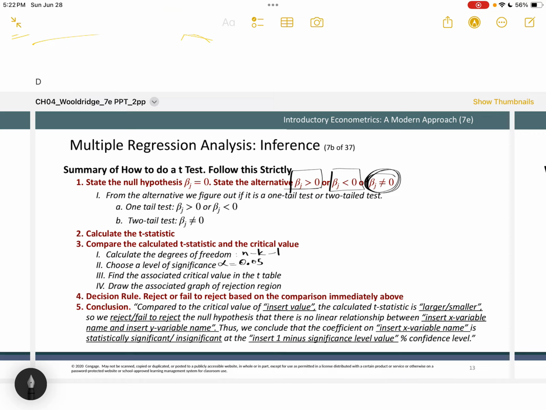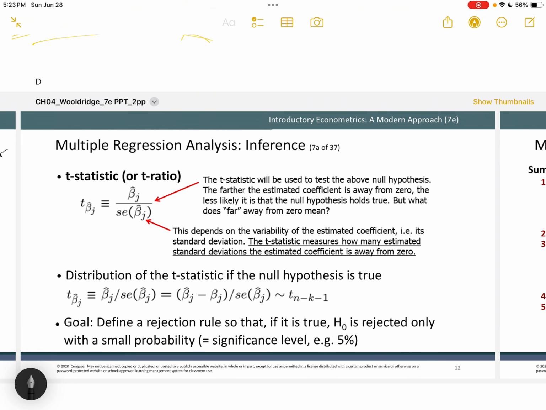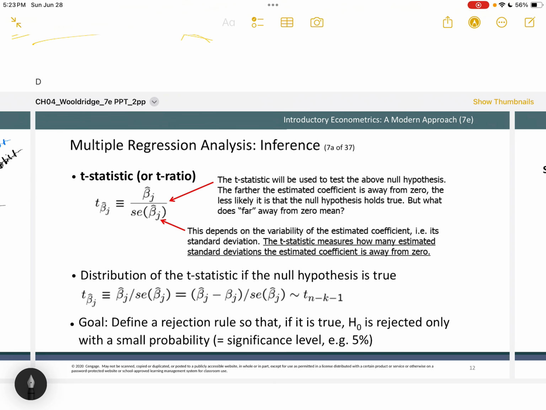If we are just trying to show that there is some relationship between xj and y, then we have to write beta j not equal to 0. And so the one-tailed test is where we have beta j greater than 0 or beta j less than 0 to use the data to prove that that exists. Otherwise, we have a two-tailed test where we are just using the data to prove that there is some relationship between xj and y.